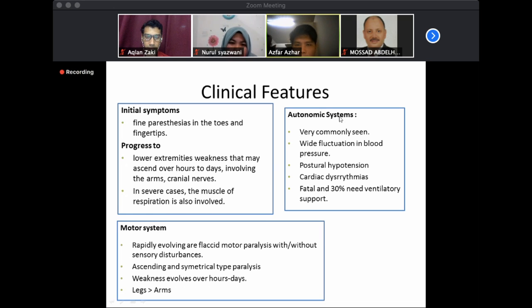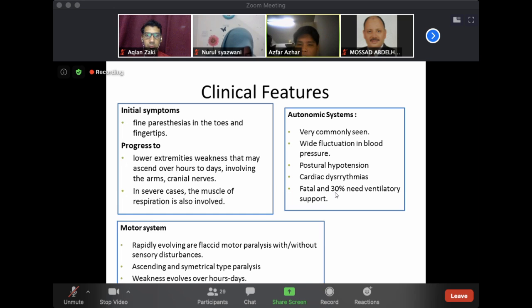For the autonomic system, it is very commonly seen. So this is for vital signs. We must check the blood pressure itself. There is wide fluctuation in blood pressure, postural hypotension, cardiac dysrhythmia, and may need ventilatory support.